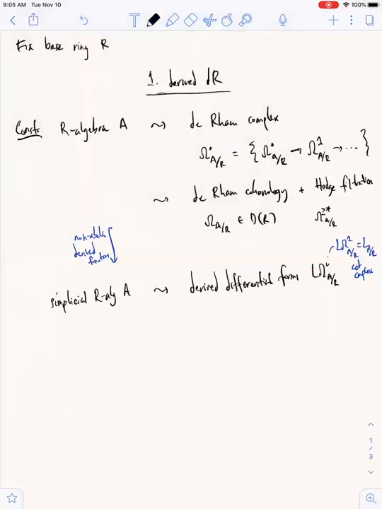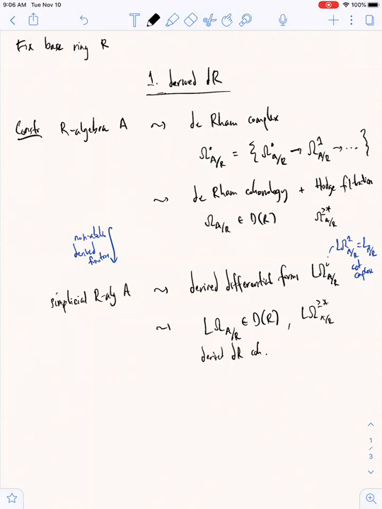I can do that, and I can also derive the cohomology object. That's something in the derived category. I can take derived functors of that, and I'll denote that today by L Omega A over R, still an object in the derived category. This is derived de Rham cohomology. And the Hodge filtration derives as well. Still the Hodge filtration.